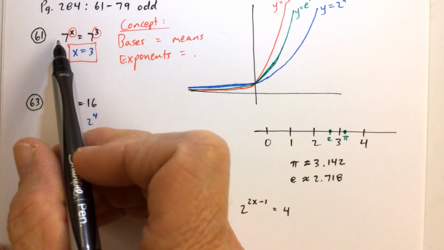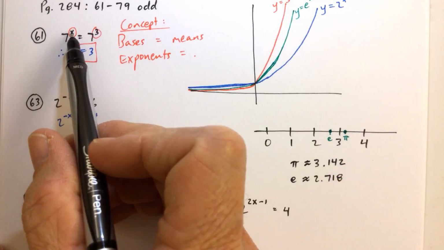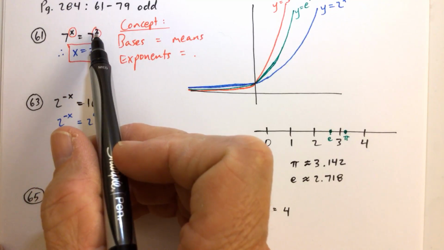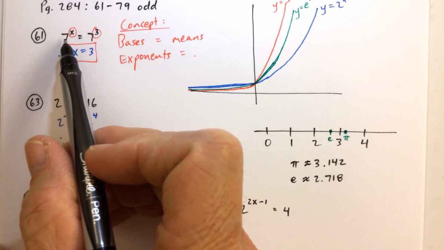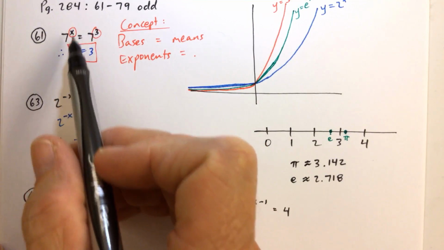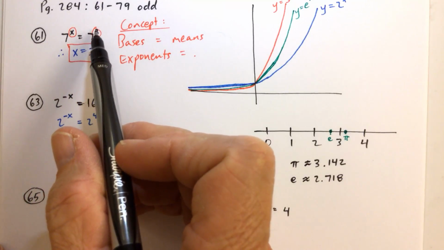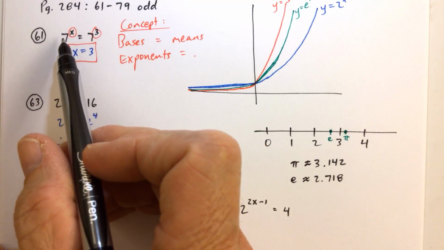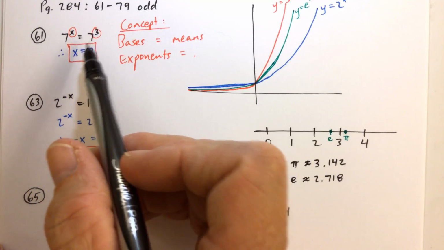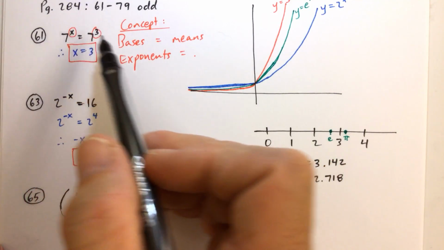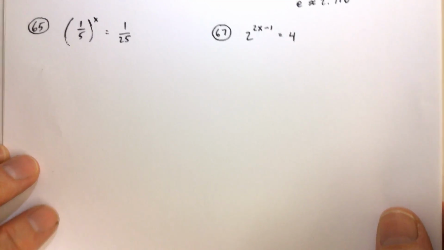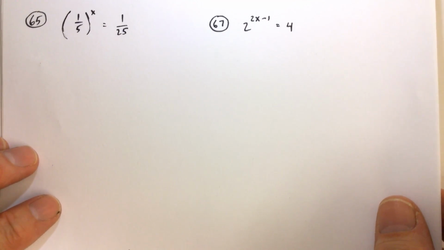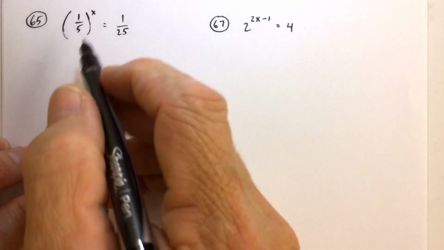So if you look at this equation here, you're raising 7 to the x power, and it's equal to 7 being raised to the third power. Well, the only way that 7 raised to the third power is going to equal 7 raised to something is if that something is 3, because if you raise 7 to a different number, you're going to get a different number than 7 to the third power. So hopefully that didn't confuse you. But if you think about it, bases equal, exponents equal. That's the bottom line. So let's look at number 65.